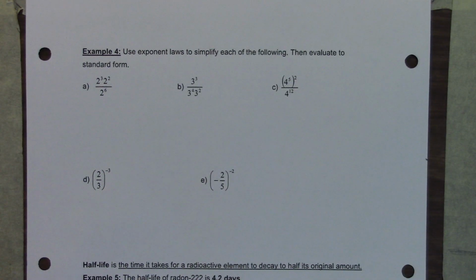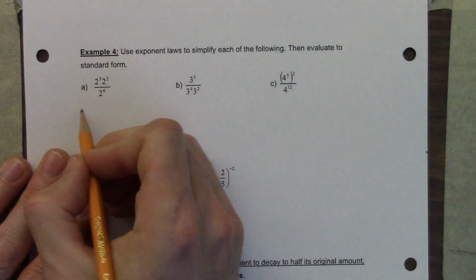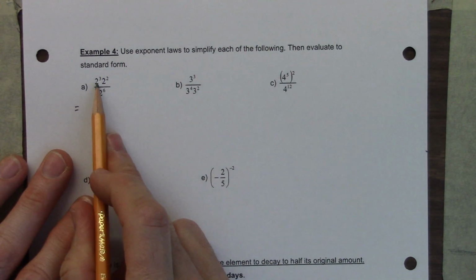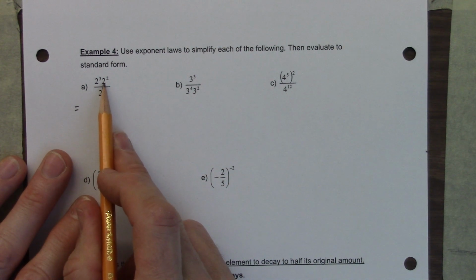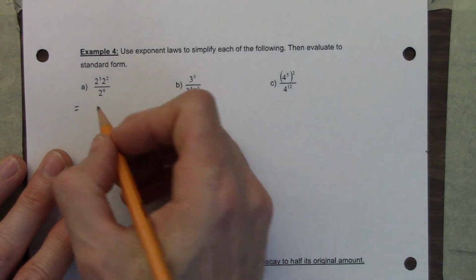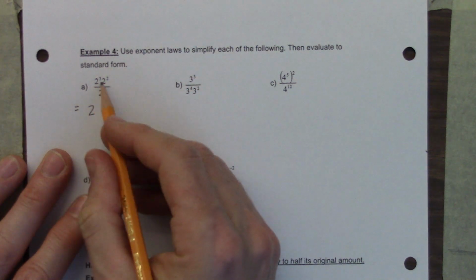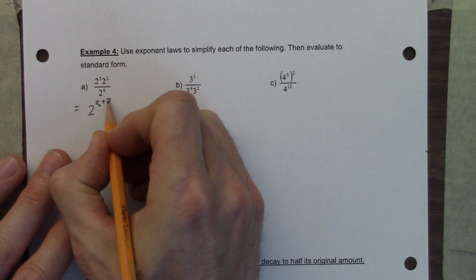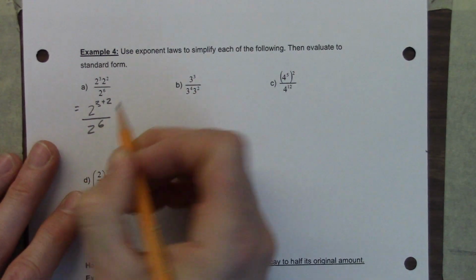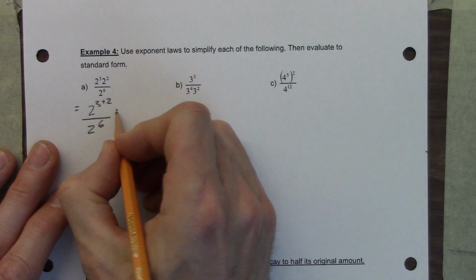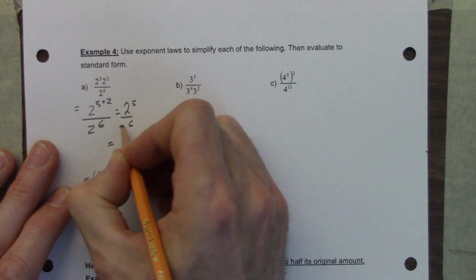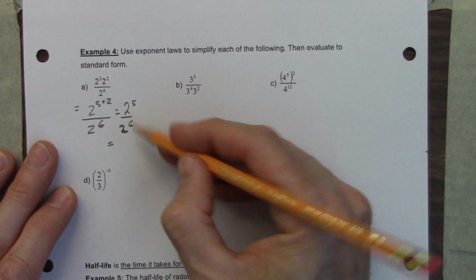Example 4. Use exponent laws to simplify each of the following, then evaluate the standard form. Okay. Where are we? Milkius, give this a try. So 2 to the exponent of 3 times 2 to the exponent of 2. What am I going to do with those two exponents? They're multiplied, the two powers. So what do I do with the exponents? Yep. And then I can leave the denominator alone for now. So I'm going to get 2 to the exponent of 5 over 2 to the exponent of 6. So what's the answer going to be? What do I do now with the exponents?